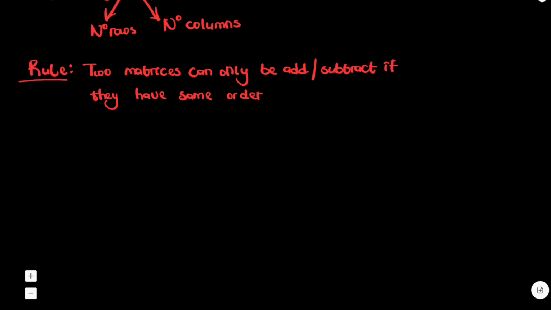They must have the same order because in matrix addition and subtraction, corresponding elements are added and subtracted. So if an element does not have a corresponding element, it will not add to anything. That is why the matrices must be of the same order. So let us have an example.